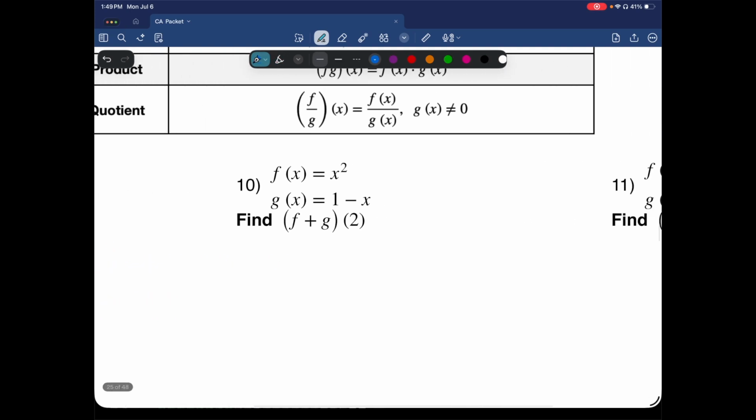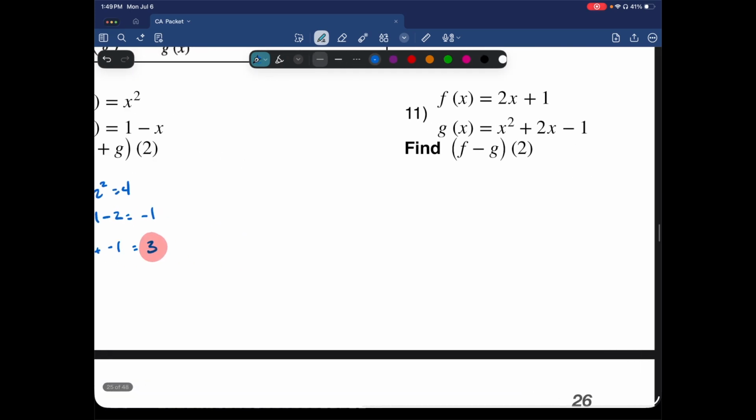Same thing on 10, I just plug it in. So I got f of 2 is 2 squared, which is 4. g of 2 is going to give me 1 minus 2, which is negative 1. 4 plus negative 1 is 3. So that's my answer.